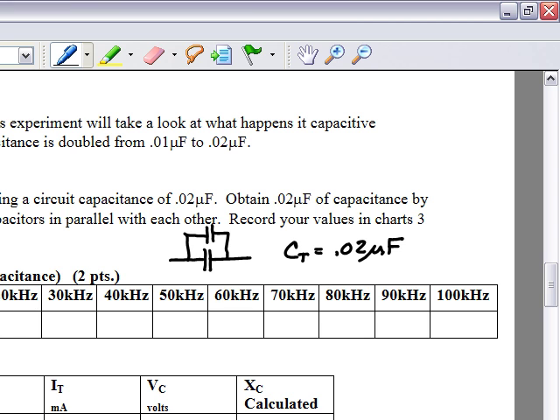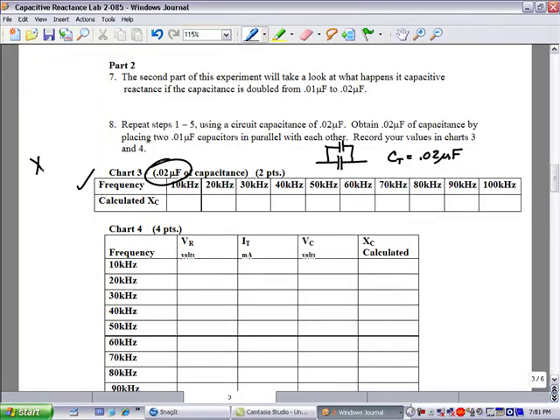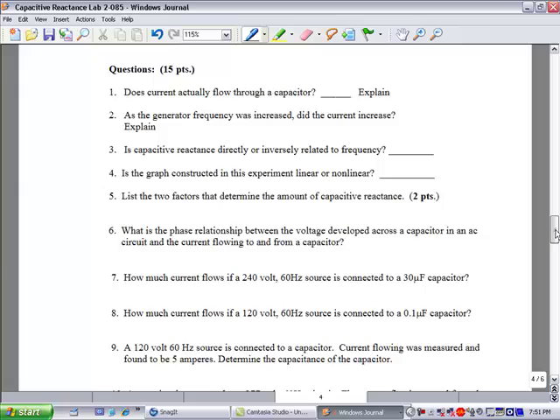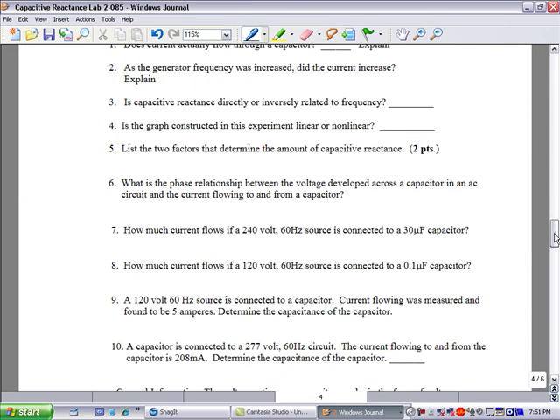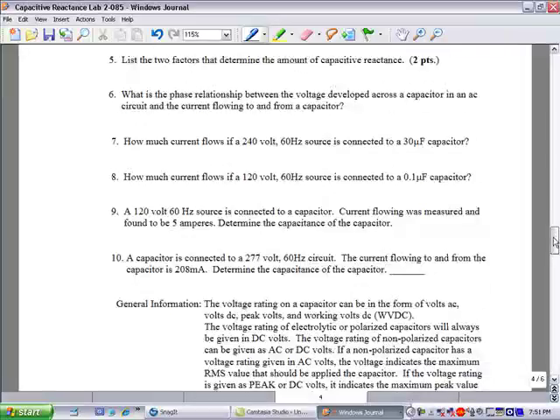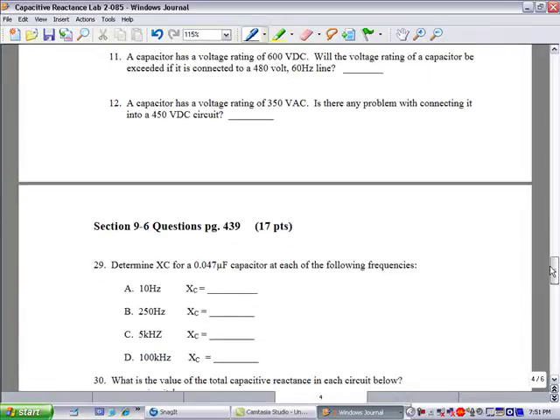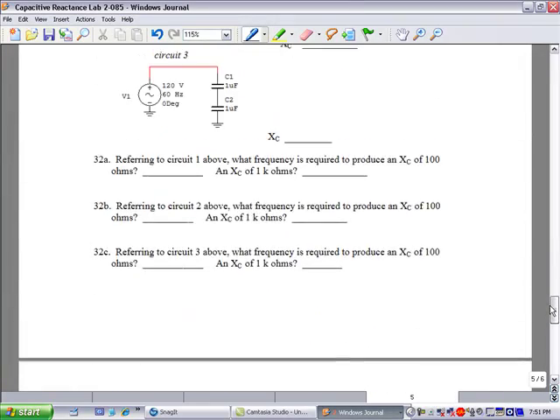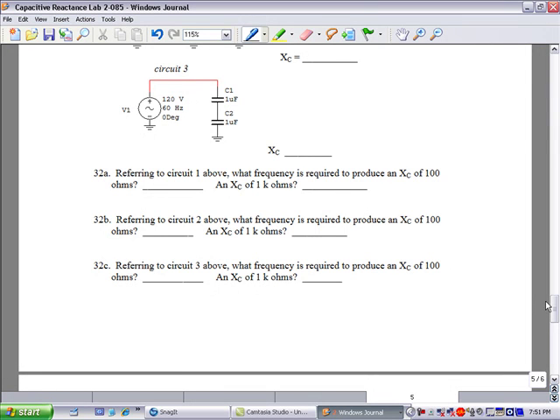So chart 3 again is calculations, just using X sub C equals 1 over 2 pi F C, and chart 4 is using the voltage measurements in order to figure out what the capacitive reactance is. Okay, when you complete this, you have a few questions dealing with capacitors and capacitive reactance that you can find in the textbook. Also, at the end of the lab, there are some questions right out of the back of the textbook. And that concludes the introduction to the capacitive reactance lab.